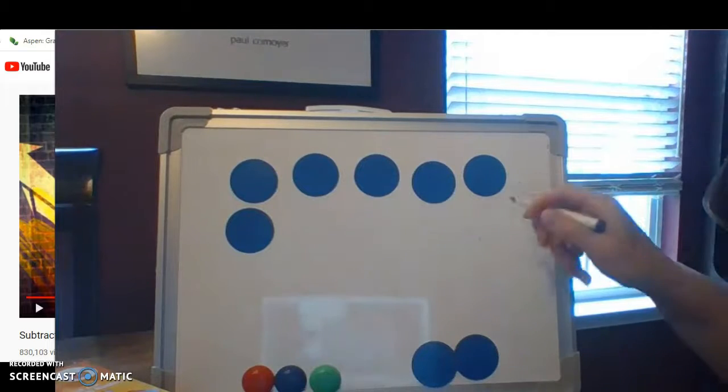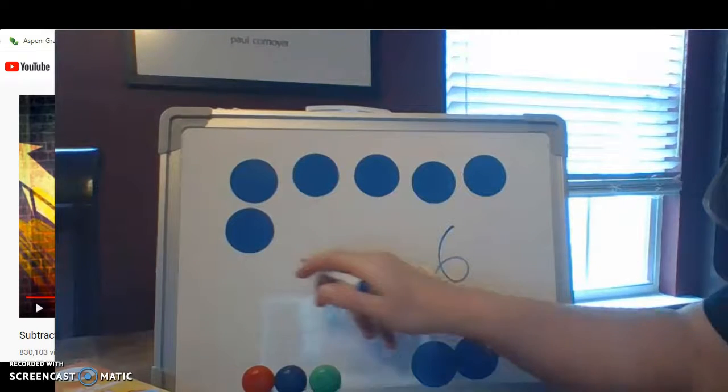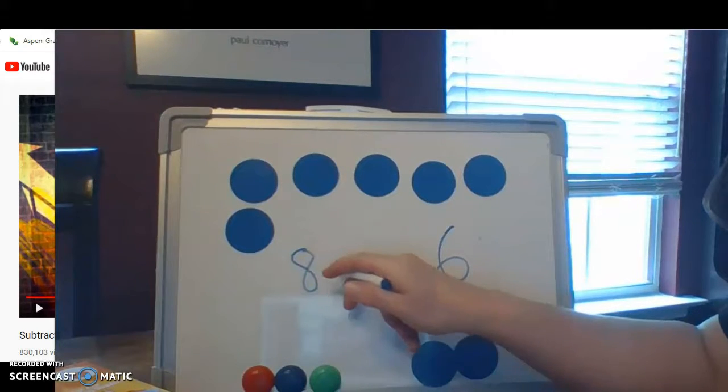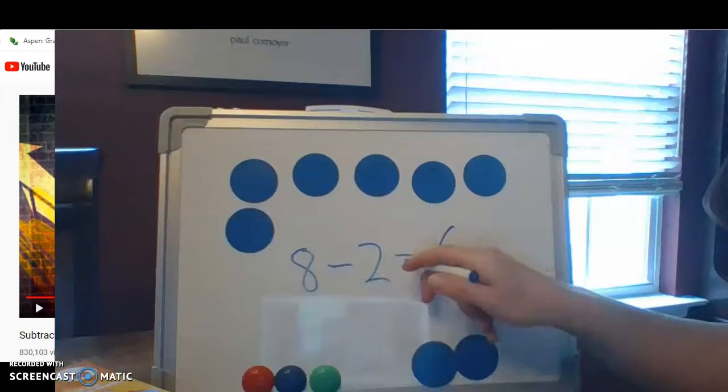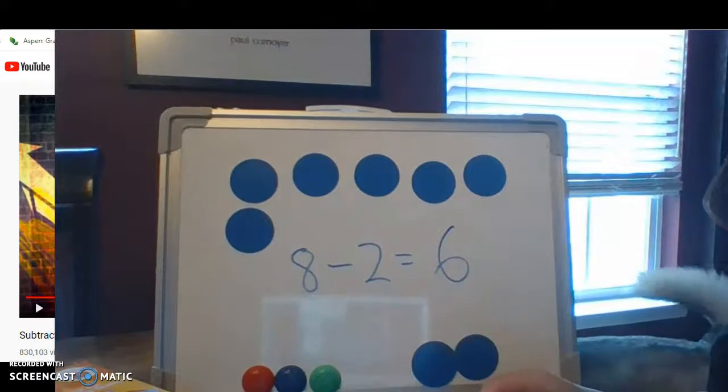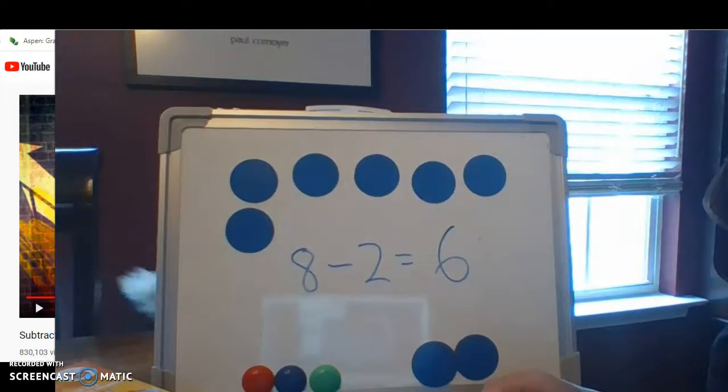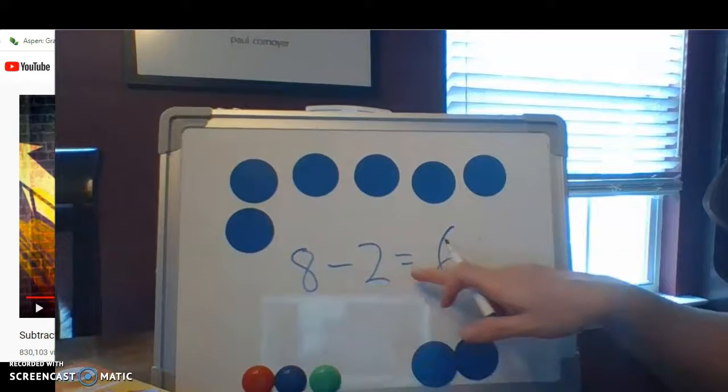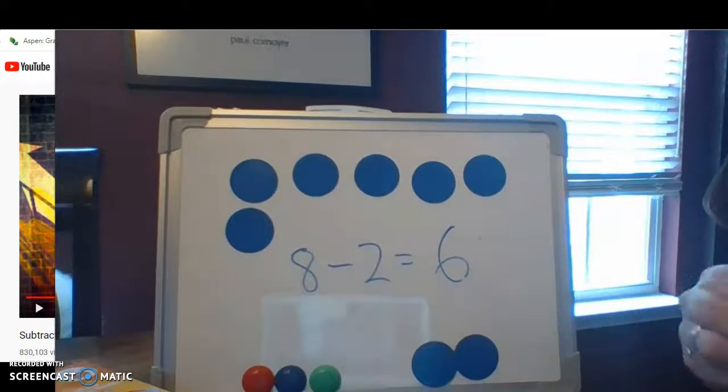Yes, she's got 6 left. So we started with 8. We minus, took away 2. And now we have 6. 8 minus 2 equals 6. Good work. Okay.